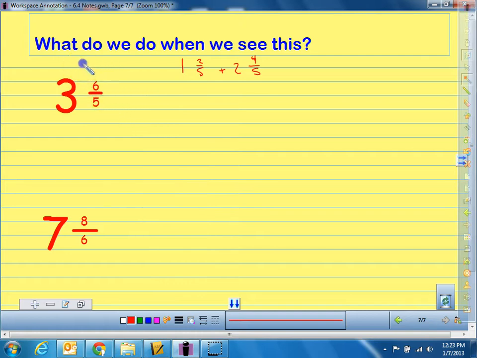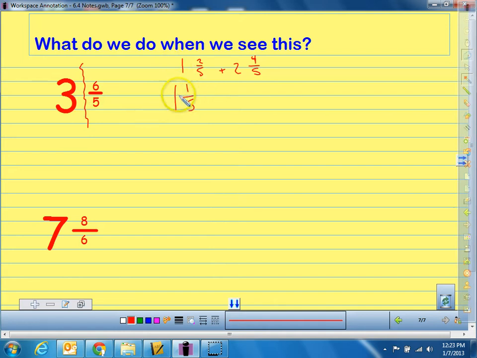So what we need to remember is that these are actually kind of separate things. I've got a whole number and a fractional part. That's part of our mixed number. So if I were to change this part back into a fraction, 6/5, I say 5 can go into 6 one time. What's my remainder? What's left over? 1/5 is what's left over. So now I have 3 and 1 and 1/5.